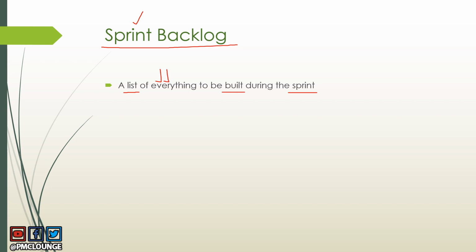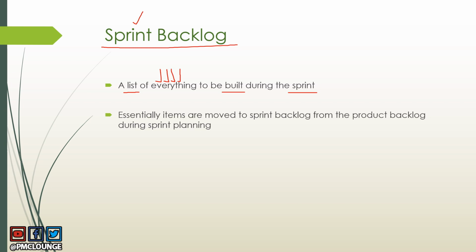This means features, this could include bug fixes, this could include service requests from your customers. So all that you plan to deliver in 2 weeks, if your sprint is 2 weeks long, all of that will be listed in the sprint backlog. Now, a good question to ask here is, we know the product backlog contains everything that needs to be part of the product. How and where do these items come into the sprint backlog from?